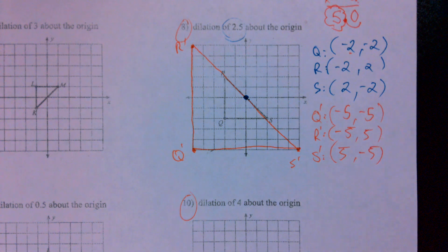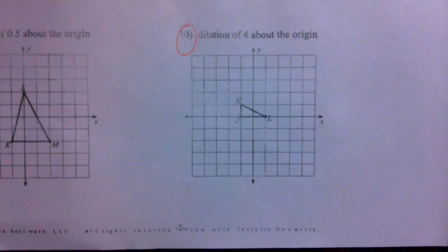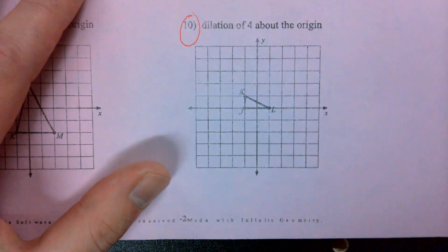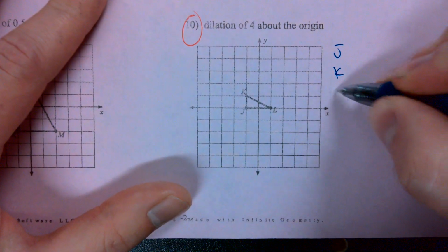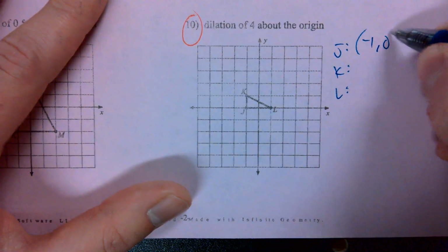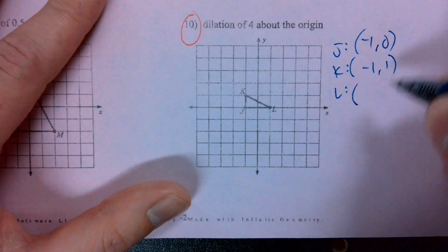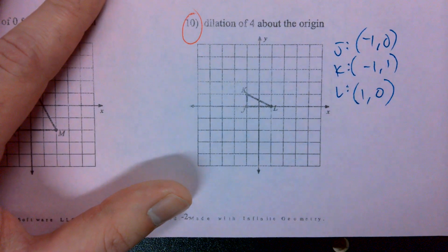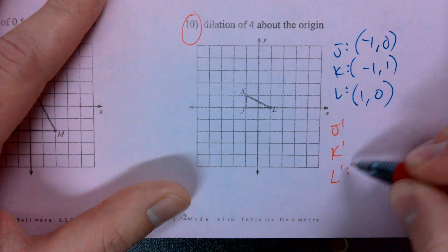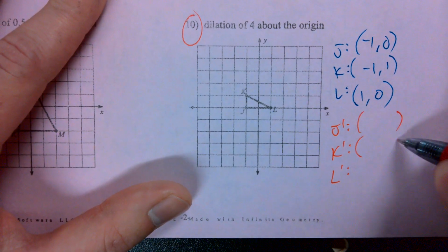All right. Now, number 10, we're dilating by a scale factor of 4. So we're going to multiply all my coordinates by 4. If I've got J, K, and L, J is at -1, 0. K is at -1, 1. L is at 1, 0. I multiply all that by 4. Who could help me out? What's my J prime going to be?